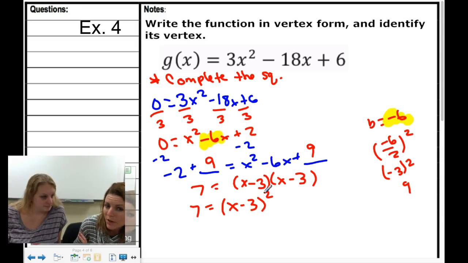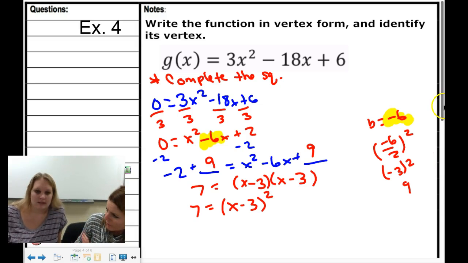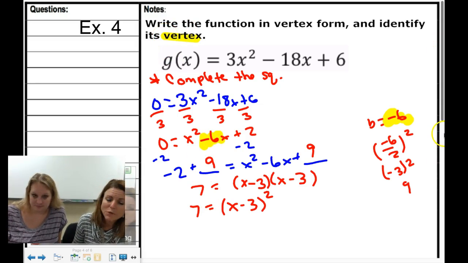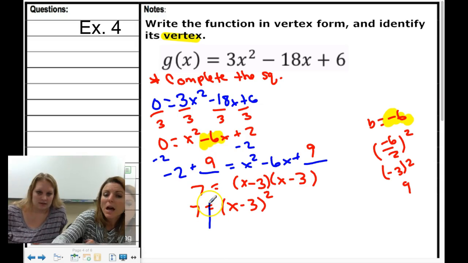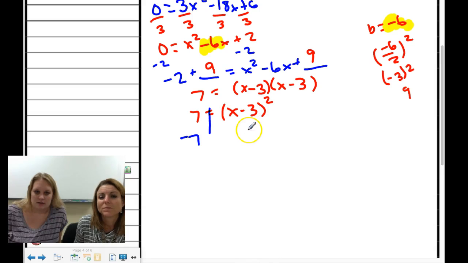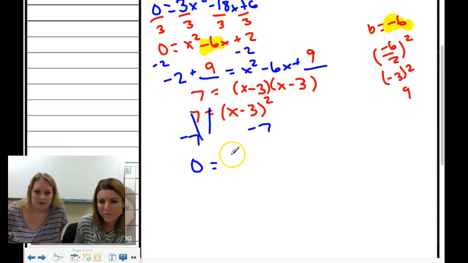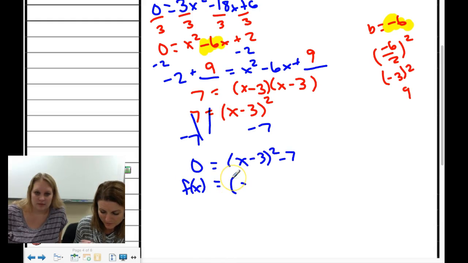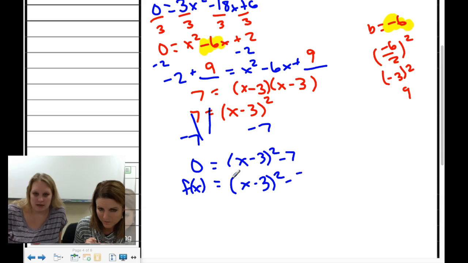Now remember, on a typical completing the square problem, we would take the square root of both sides and solve. But since we want the vertex, we're going to put it in vertex form. We have to subtract 7. Subtract 7. So let's cancel. We're left with 0 equals x minus 3 squared minus 7. But that's our f of x. So f of x equals x minus 3 squared minus 7.